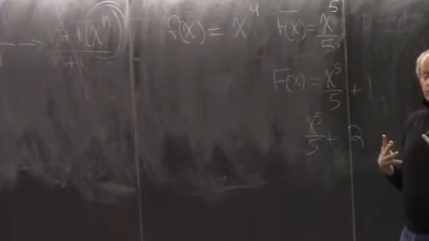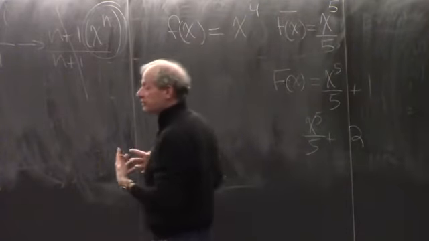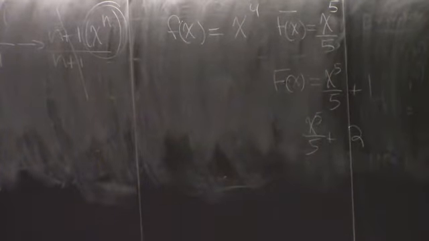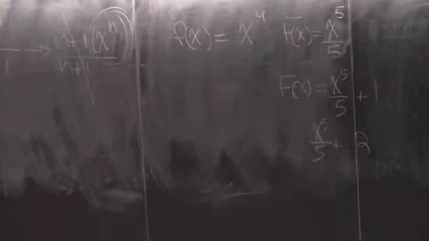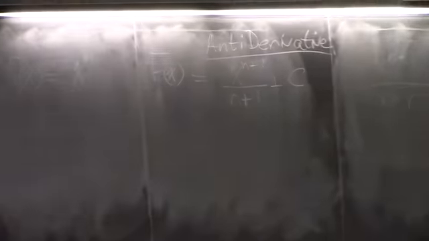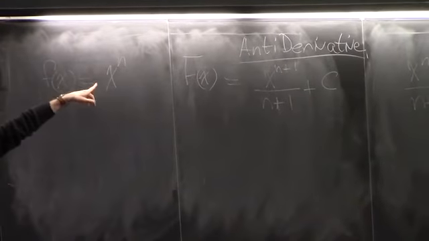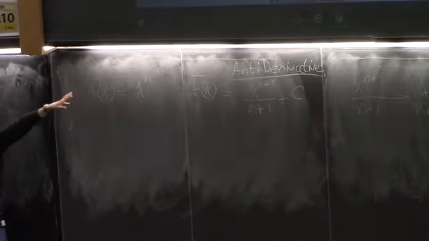So what do we do? Because we just want one antiderivative. What we do is we write plus c. Now, we say c stands for a constant. We don't know what that constant is, but when we take the derivative, we get back to x to the n. You just don't know what the constant is.